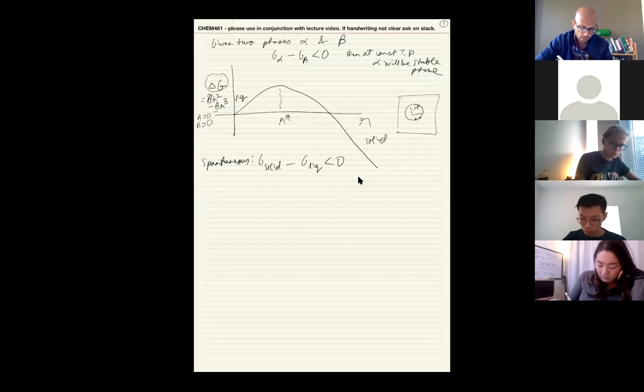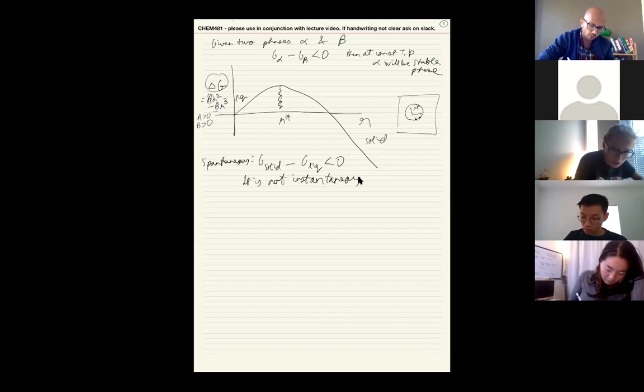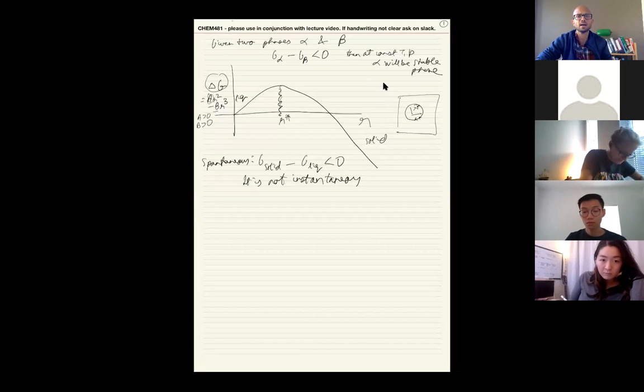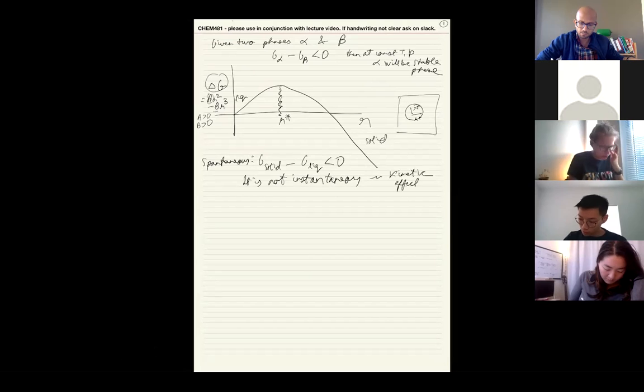This is the direction of spontaneous change. However, it is not instantaneous because there is a barrier that needs to be crossed. You need to go above this barrier: the nucleus must be bigger than R star for this to happen. So even though it is spontaneous, you might have to wait a very, very long time for it to happen. But that's the example of a phase change, and there can be many, many different phase changes. So this was just an important reminder to you that kinetic effects matter.